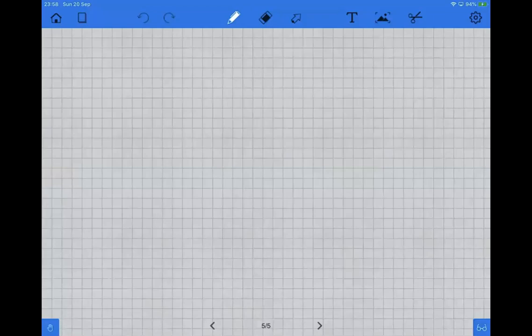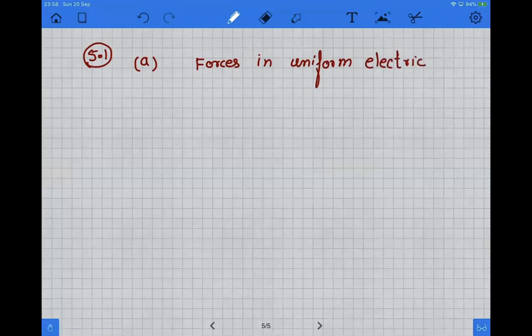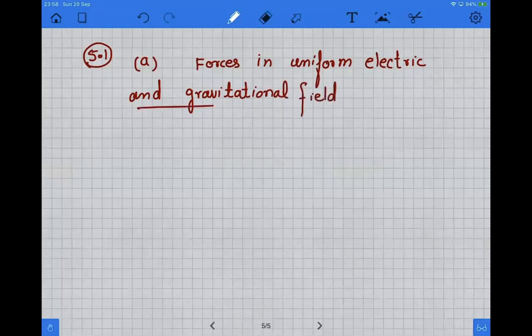Now, the first topic that we have to cover is topic number one, 5.1 in part A, which is about forces in uniform electric and gravitational fields. Yet there are some questions about non-uniform fields. However, the topic is about forces in a uniform gravitational or electric field.